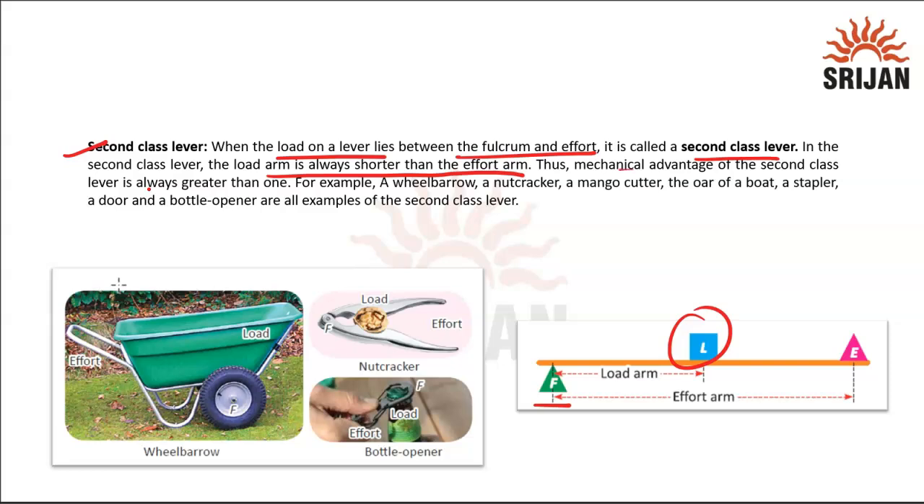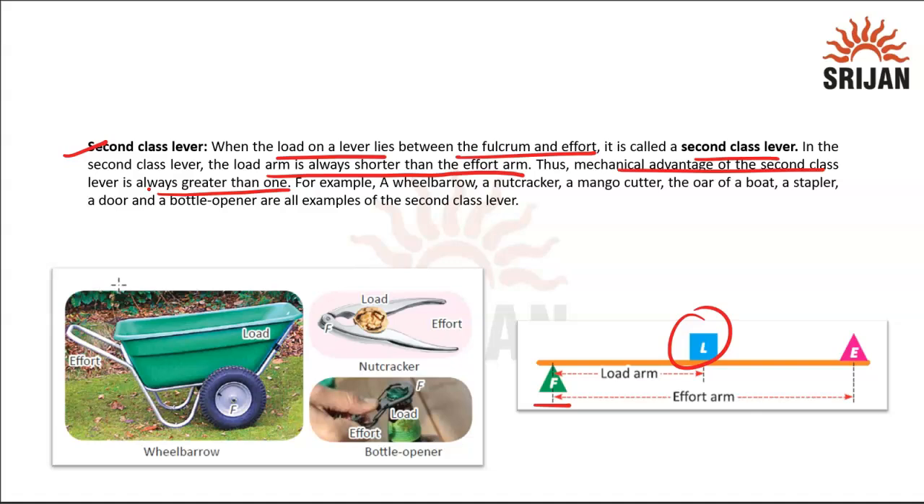So the mechanical advantage of the second class lever is always greater than one, because your effort arm is always greater. The force that you are putting in will always be less than the load that you are moving. Okay, because it works like that. It has been made like that, I can say.